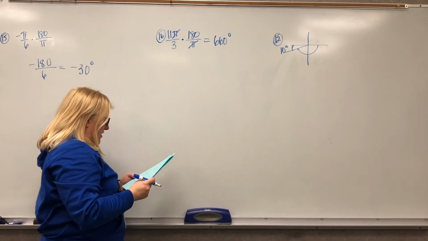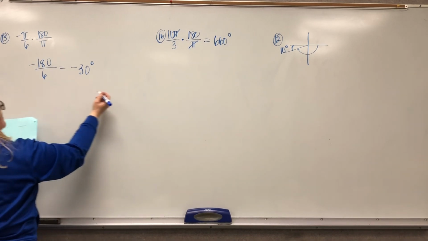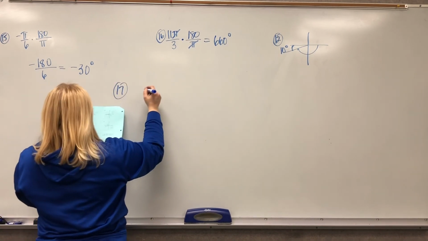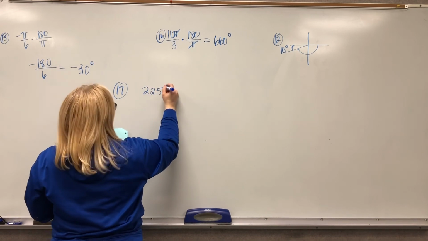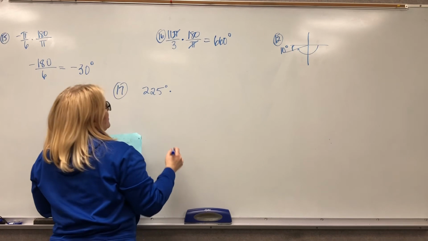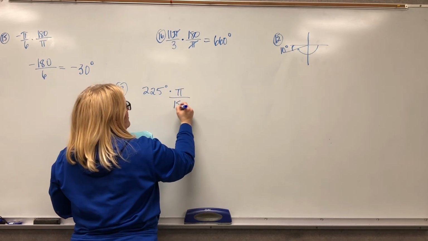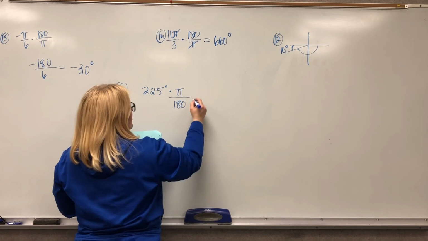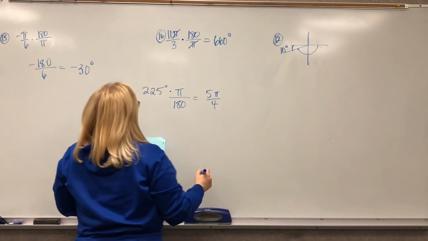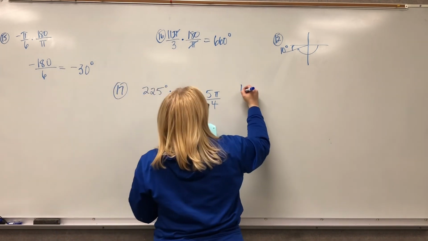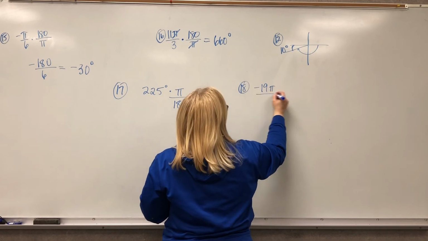All right, converting each degree measure into radians. Okay, I'm just going to do 17. 225 degrees. Okay, I want it in radians, so radians are going to come here over 180 degrees, this turns out to be 5 pi over 4. And number 18, the answer to number 18 is negative 19 pi over 12.